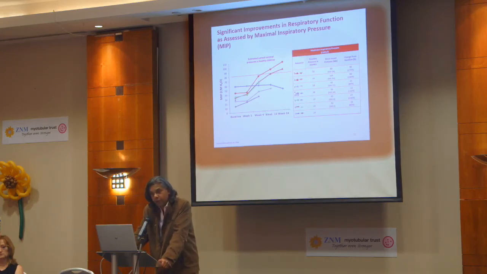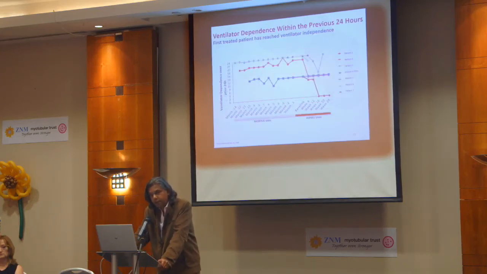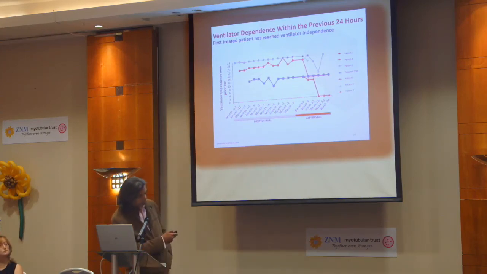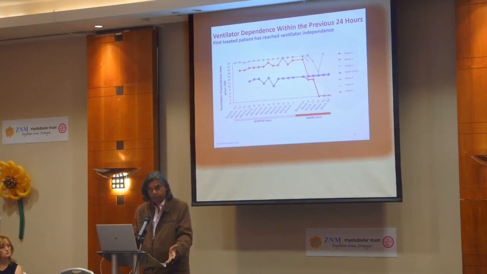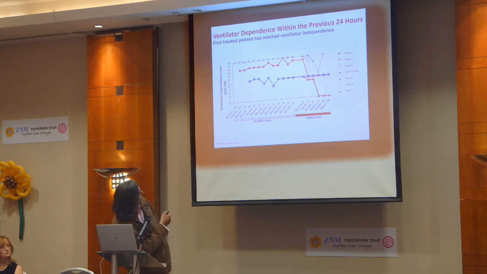What does that mean functionally? What it means is that the ventilator use in these kids is dropping. And in fact, remarkably, patient 1, and this looks at hours on a ventilator in a 24-hour period, patient 1 in the red has actually come off the ventilator totally. At week 16 after dosing, he came off the ventilator totally, which was really unprecedented in this kind of a study. Patient 2 also is doing very well.